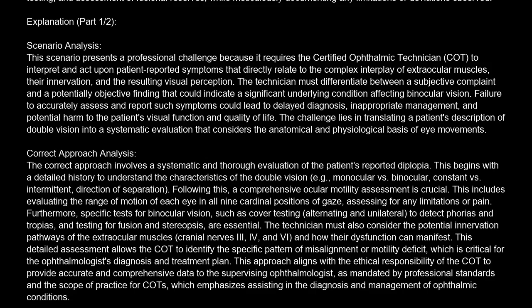The correct answer is A. Perform a comprehensive ocular motility assessment, including testing in all 9 cardinal positions of gaze, cover testing, and assessment of fusional reserves, while meticulously documenting any limitations or deviations observed.